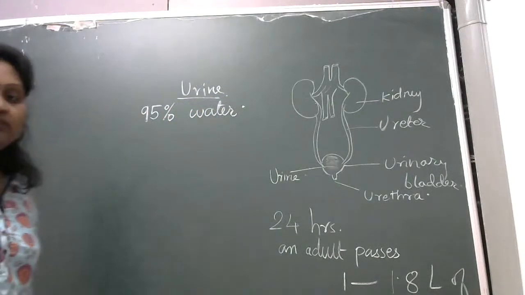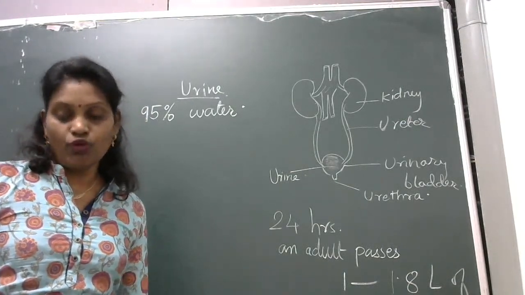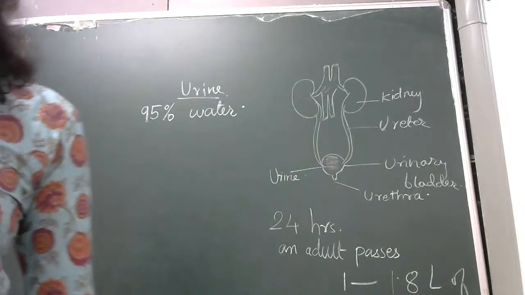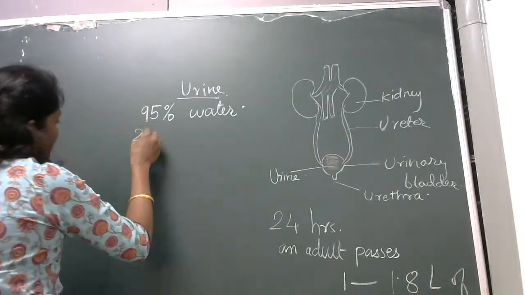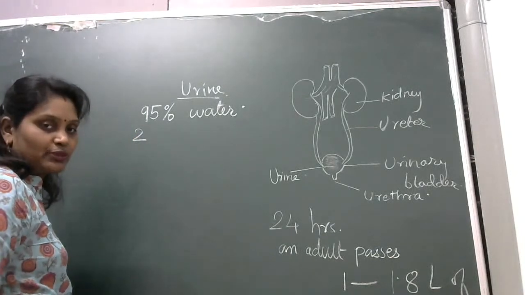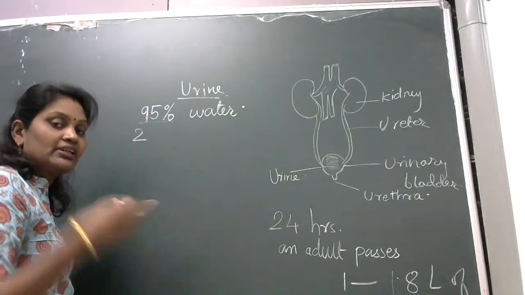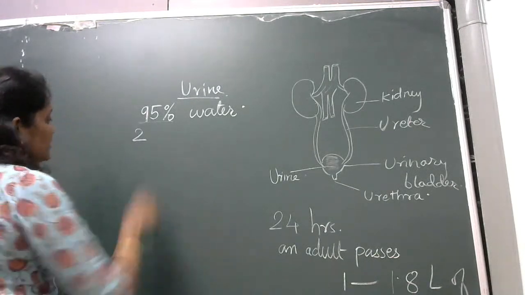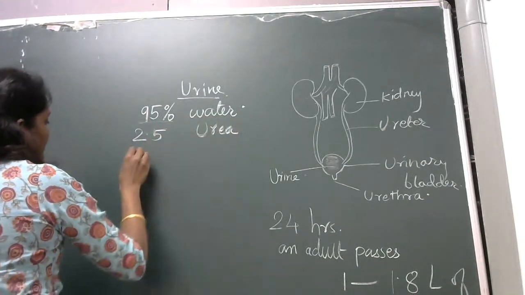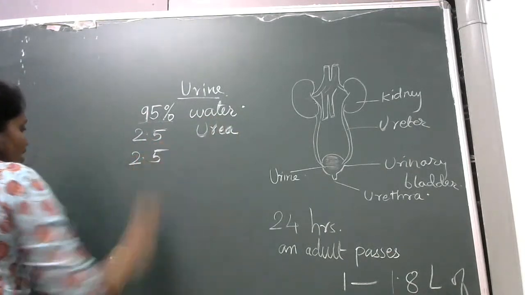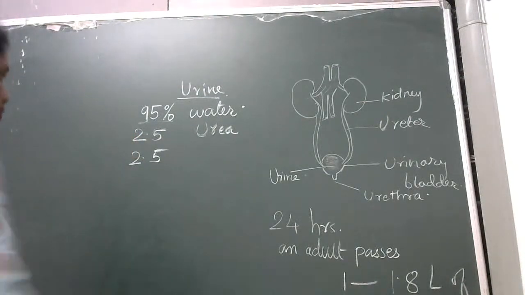What is in the urine? It is 95% water. Then 2.5% urea. The remaining is 5%, so 95% is water only. Now in the remaining 5%, 2.5% is urea and 2.5% is the other waste products.